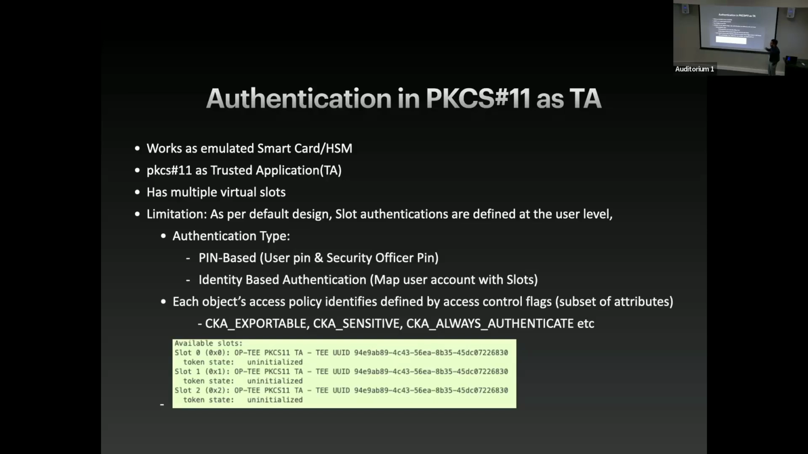So your application sees this as 3 physical devices, but all of them have the same EUID. This is the TA, trusted application unique ID. All of them have the same EUID. So this is emulation. This is a single application creating multiple emulated devices. So there are 3 slots, and there is authentication to these slots. Under each slot, you can store cryptographic objects like keys, certificates, data, anything under each slot.